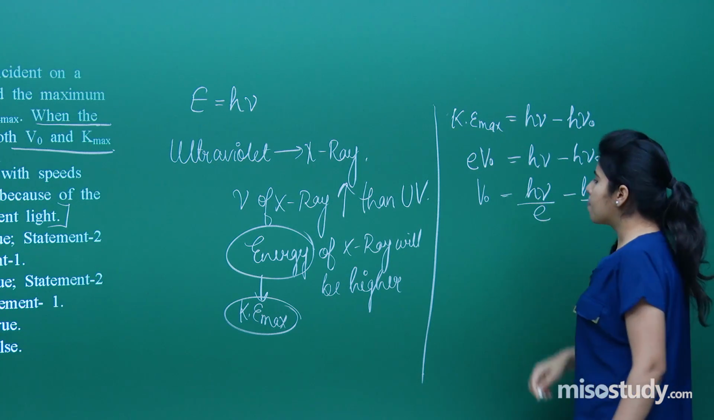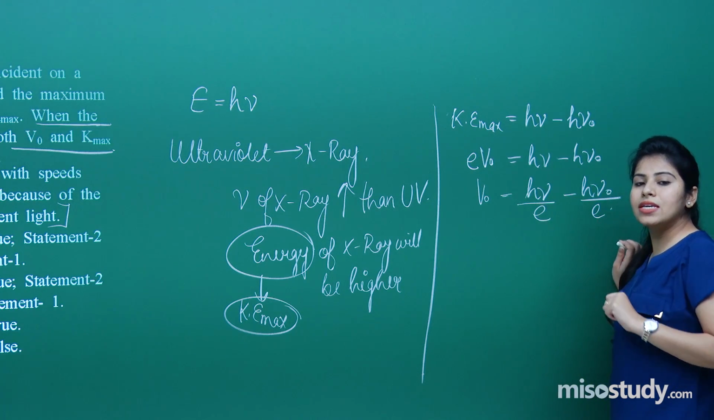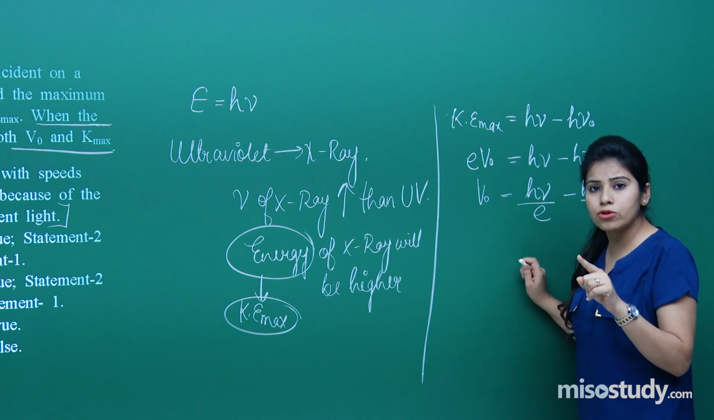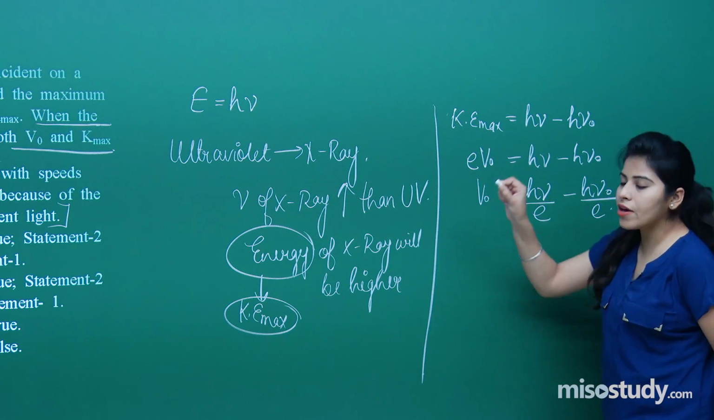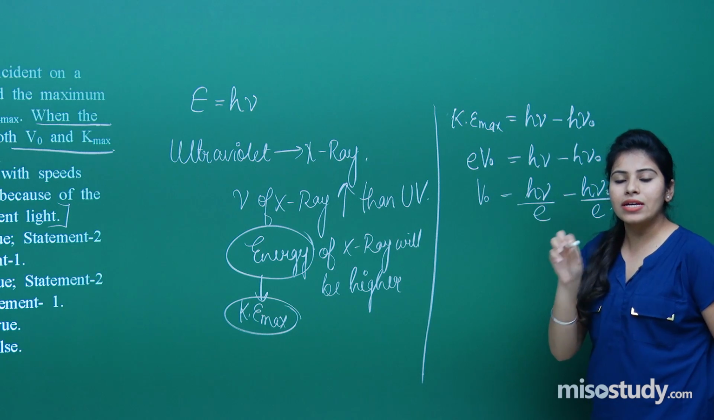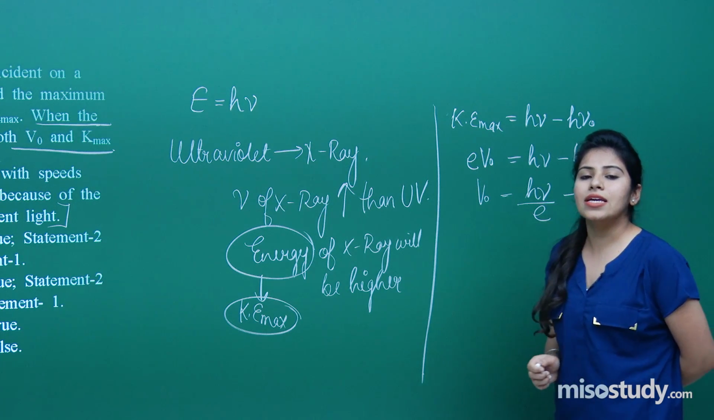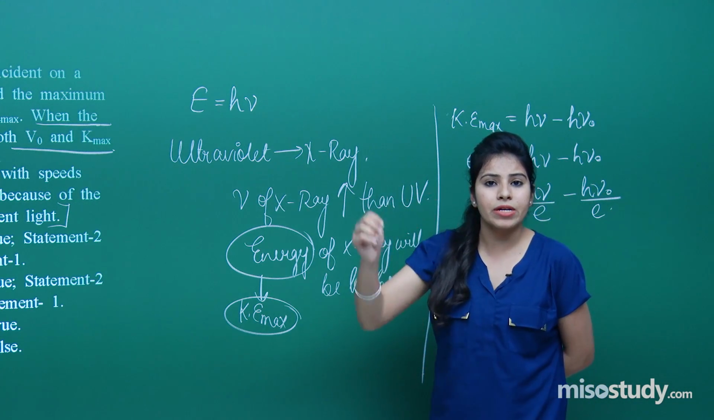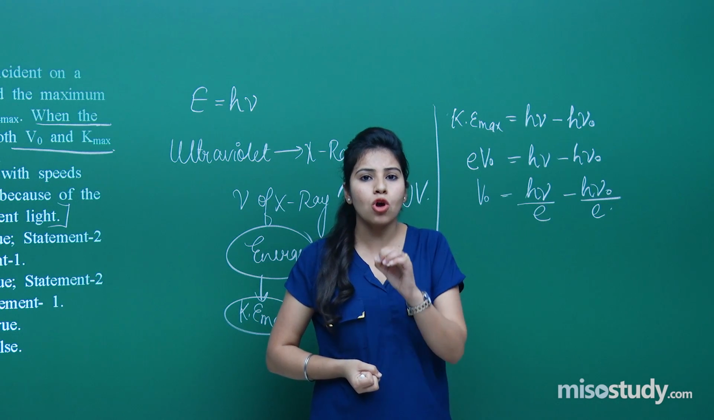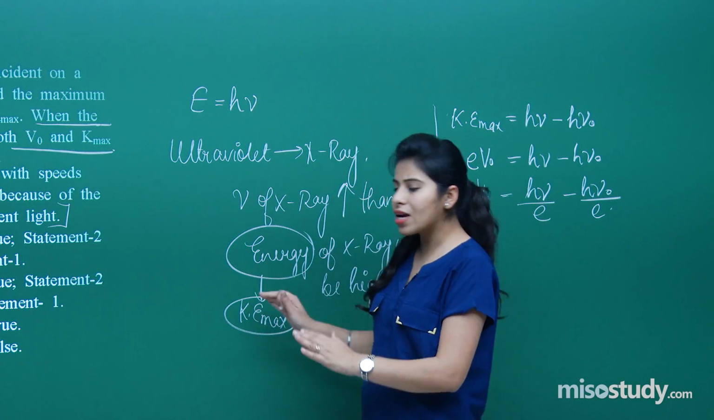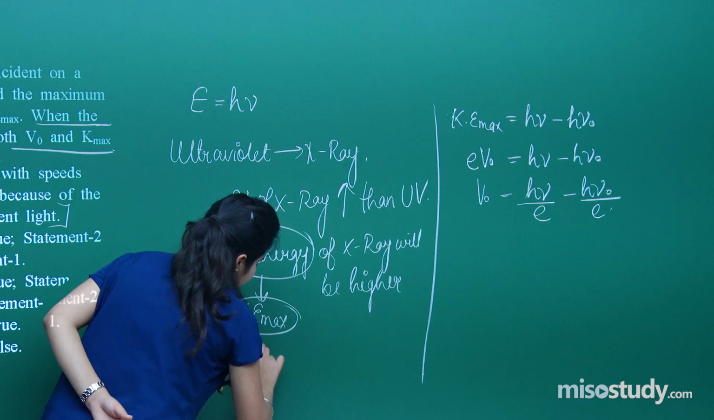So if I talk about the stopping potential, I can write it as h nu by e minus h nu naught by e. Now you will see that because the kinetic energy is increasing, we have seen a relation that if the kinetic energy of the incident photon is higher, photoelectrons will be getting emitted at a higher rate. And because they are getting emitted at a higher rate, you need to apply more energy to stop them. So that means your stopping potential would also be high. So we can directly conclude from there: since kinetic energy is maximum, the stopping potential will be maximum.